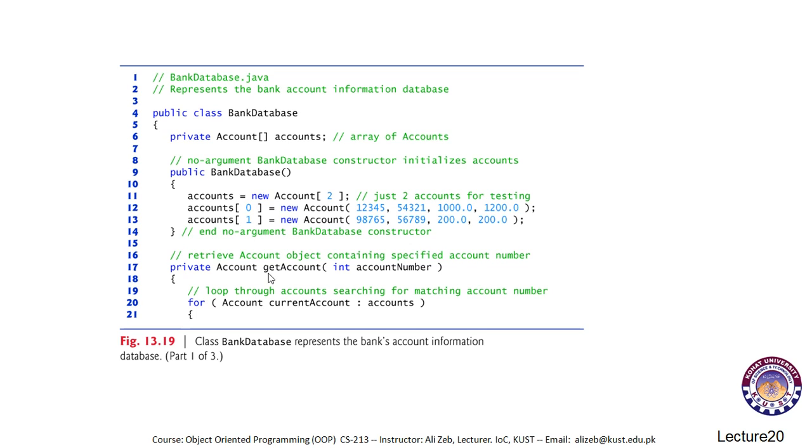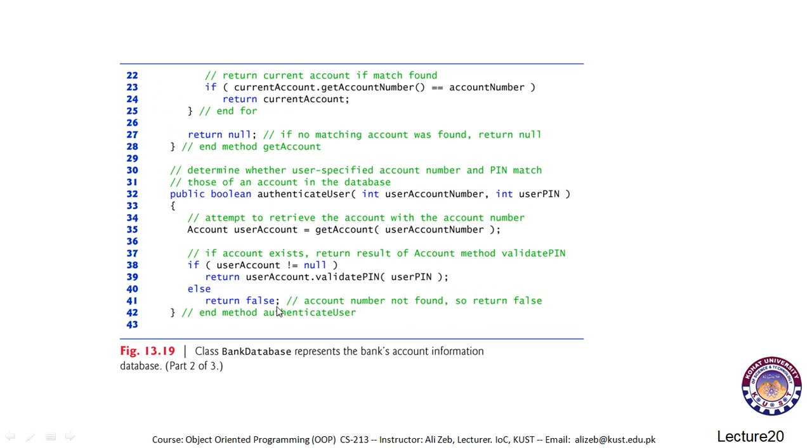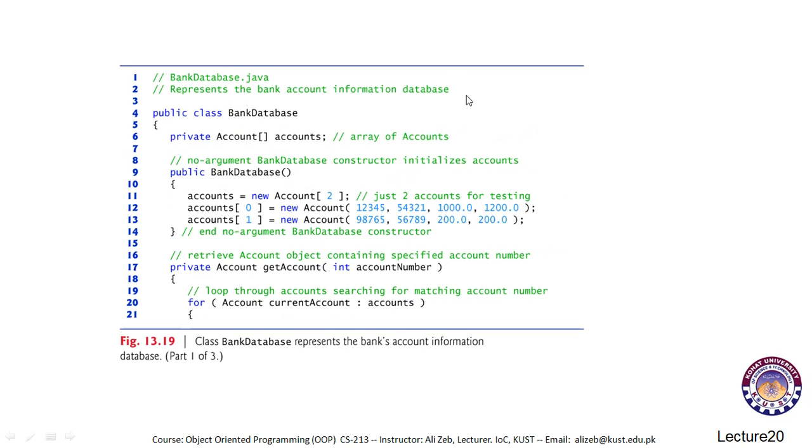This method, get account, retrieves the account object containing the specified account number. It's a helper method. For example, we have received an account number and it will look for that account number in all of the accounts and retrieve the one that is received by the bank database class.